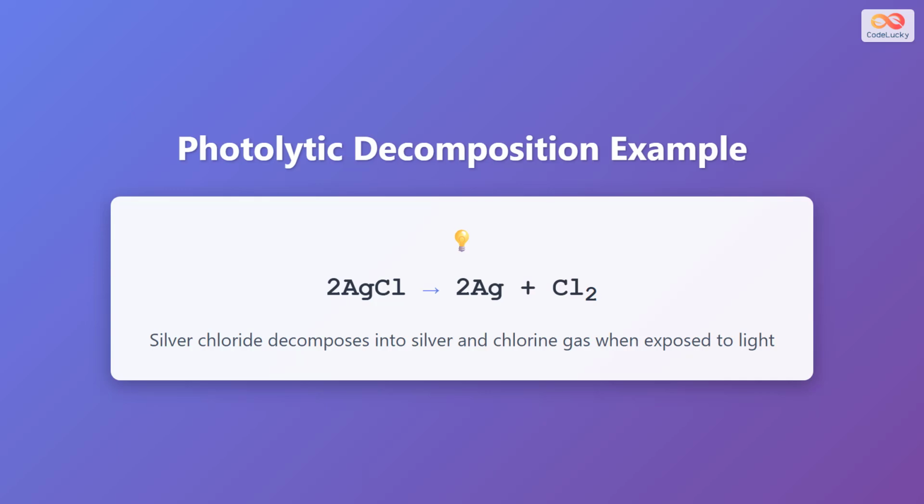Photolytic decomposition occurs when light energy breaks down compounds. A classic example is the decomposition of silver chloride. The equation is 2AgCl → 2Ag + Cl2. When silver chloride is exposed to light, particularly sunlight, it decomposes into metallic silver and chlorine gas. You can observe this reaction in old black and white photography, where silver compounds were used in film. The silver appears dark, which is why prolonged exposure to light causes the photographic paper to darken.